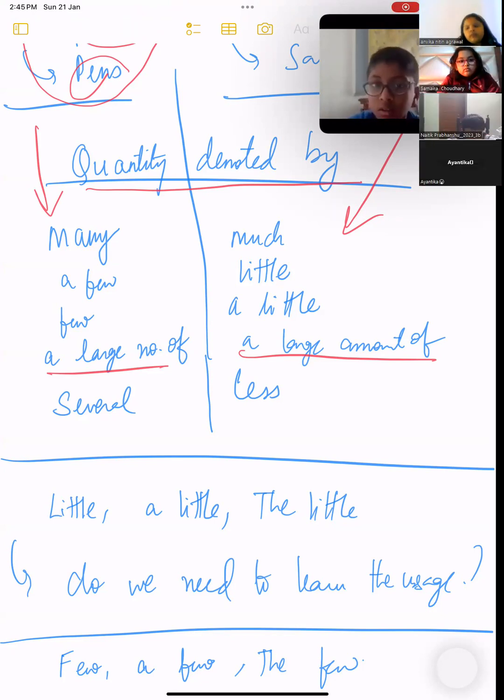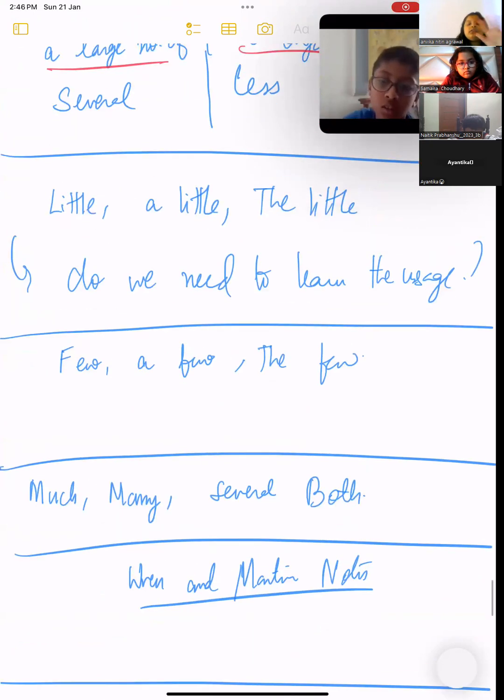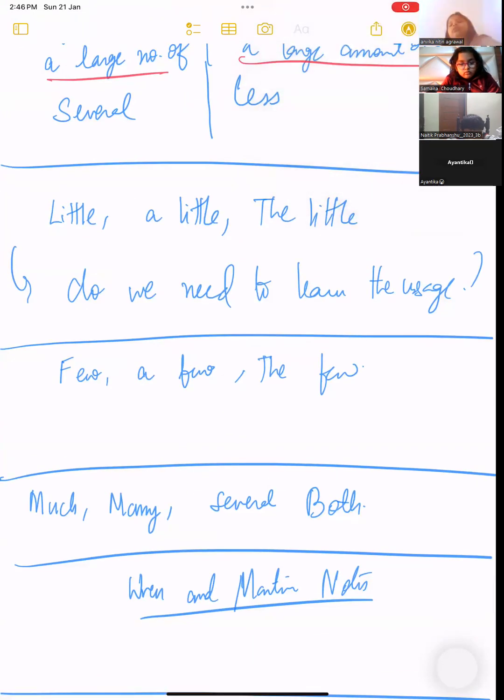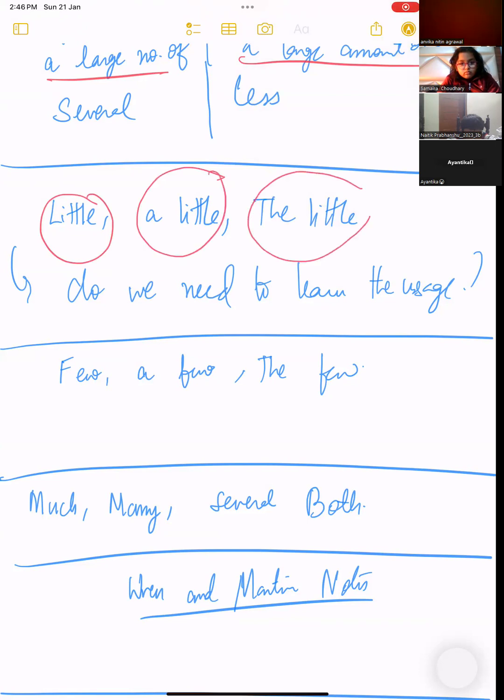Okay, so now there would be a confusion for you all that when should I use little, when should I use a little, and where should I use the little? Do we need to learn the usage? No. As per me, we should not learn the rules.